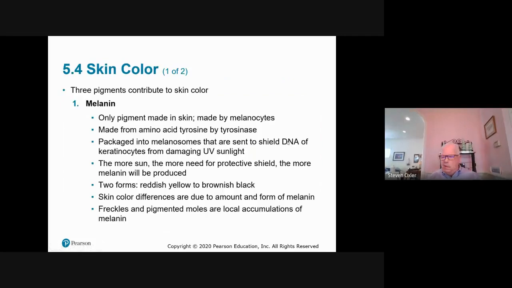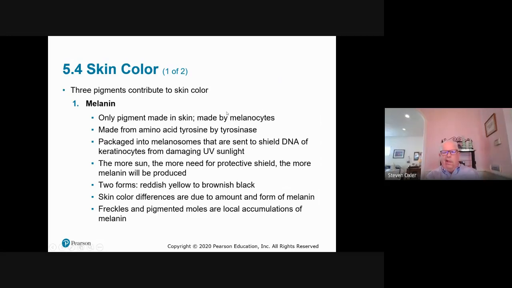Skin color. Skin color is very important, and there are three pigments that contribute to skin color. The major pigment of your skin is due to melanin. And melanin is the only pigment that's actually made in the skin. It's made by melanocytes, the cells that make melanin.